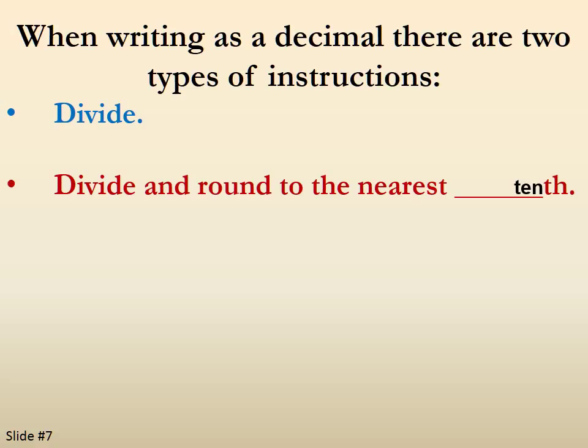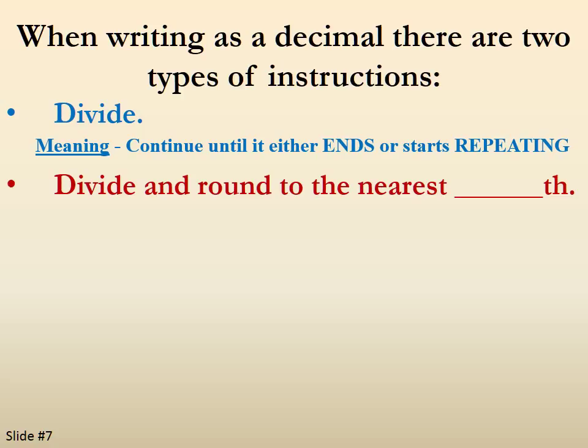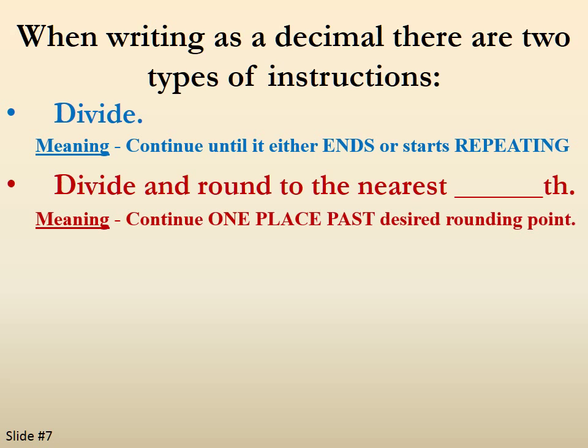Okay. When writing as a decimal, there are two types of instructions. Divide, or divide and round to the nearest tenth, hundredth, thousandth, so on. When it says divide, it's meaning continue dividing until it either ends or starts repeating. When it says divide and round to the nearest, that means continue dividing one place beyond or past the desired rounding point.